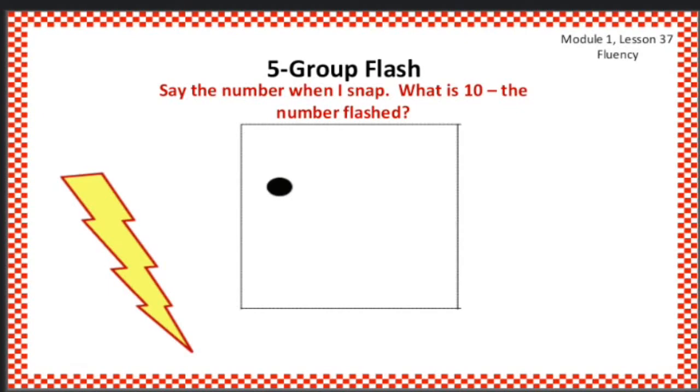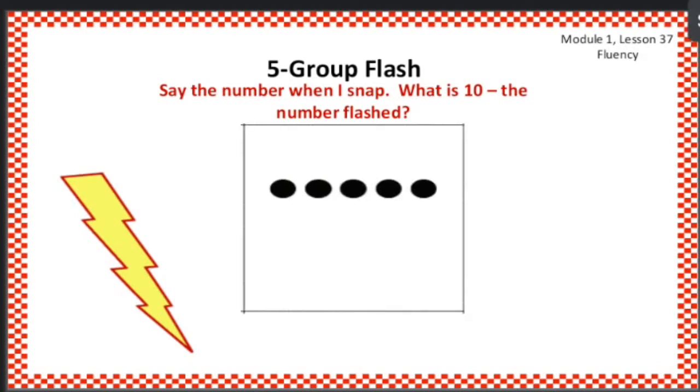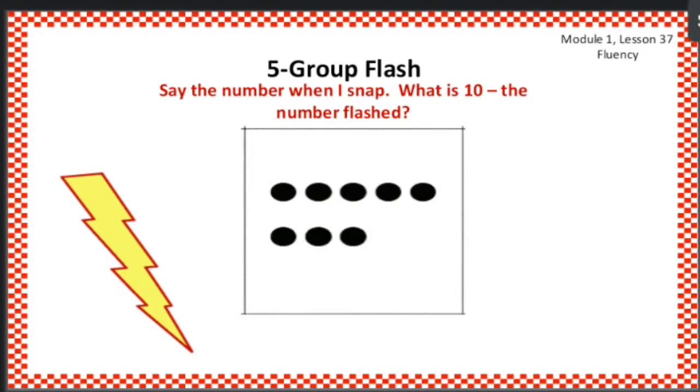Okay, all right, here we have the 5 group flash. Now you're going to say the number when I snap. And what are you going to say? The number that is 10 minus the number flashed. For example, I have 1 here. So 10 minus 1 will be 9. So I will say 9 because 10 minus 1 is 9. So 9. What about this? 5 because 10 minus 5 will give us 5. Very good. What about this one? 2 because 10 minus 8, 2.